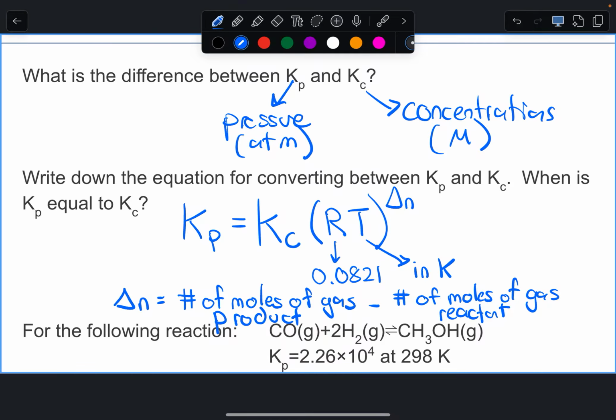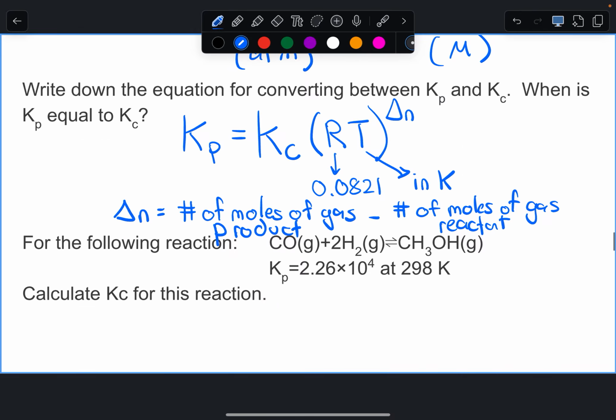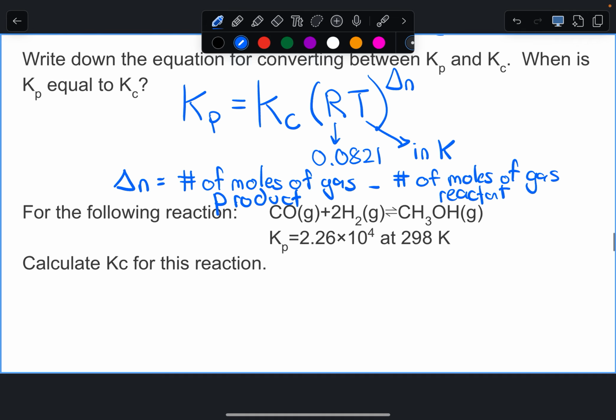Okay, so I want you to take this Kp value, plug it into that equation, and determine the Kc. Because you will not infrequently have times when you have the Kc available, but for whatever reason you measured the things in pressures, so you are going to need to go back and forth between the two.